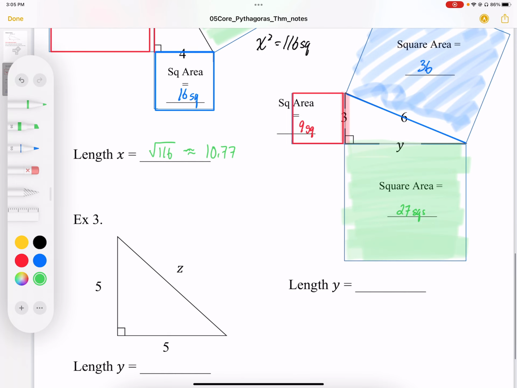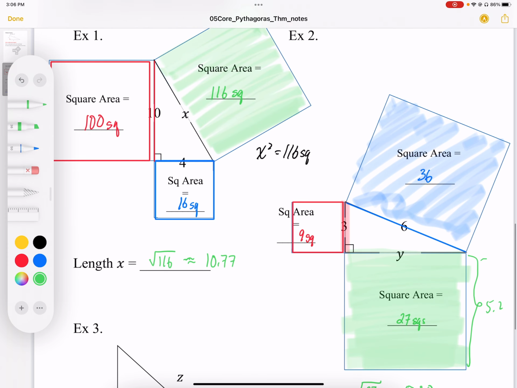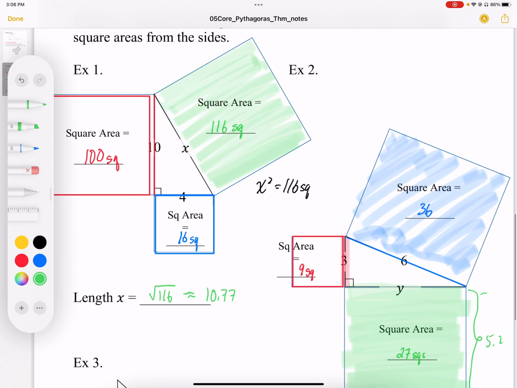For y, we know the area is 27, so we square root it to get the edge length. Square root 27 gives us an edge length of 5.19, so I'm just going to round that to 5.20. Okay, so that means that this edge length is 5.2. This edge length here, that edge length is 10.77.